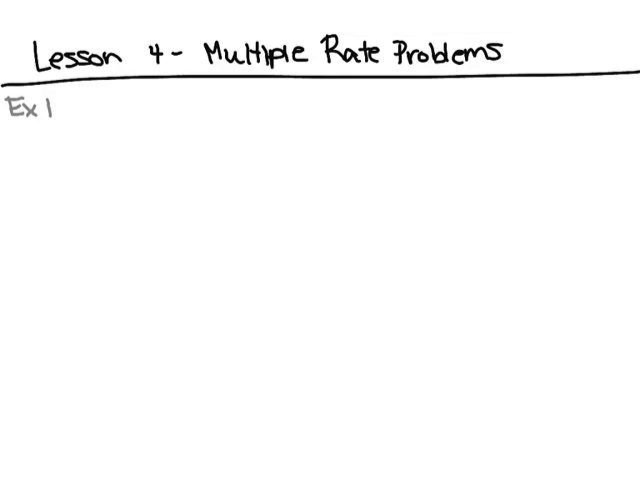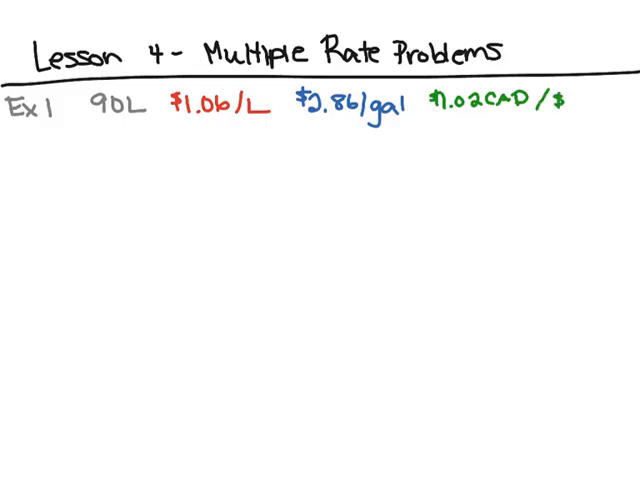Jeff lives in a town near the Canada-US border. His tank holds 90 liters. He can either get gas in his town in Canada at $1.06 per liter, or he can drive across the border and get it for $2.86 per gallon. The current exchange rate is $1 Canadian per $1 US. So there's our rates that we're going to be using.